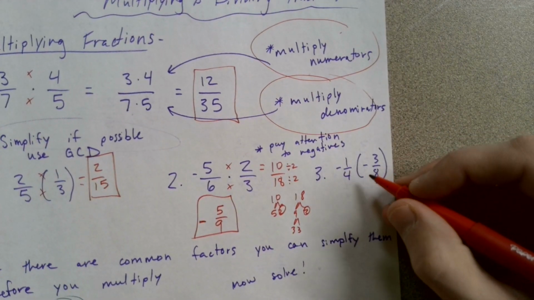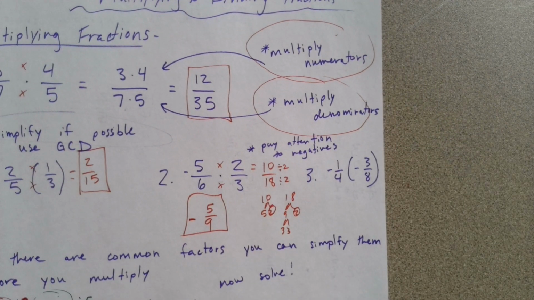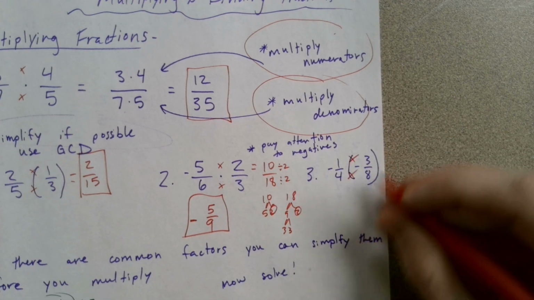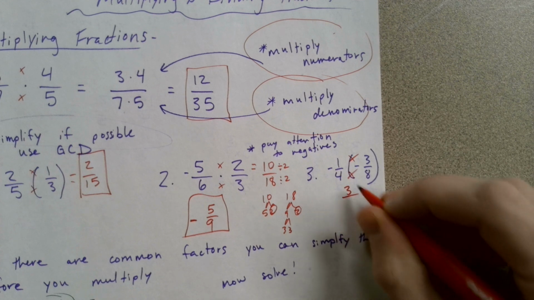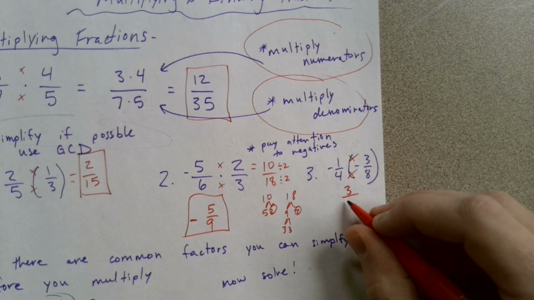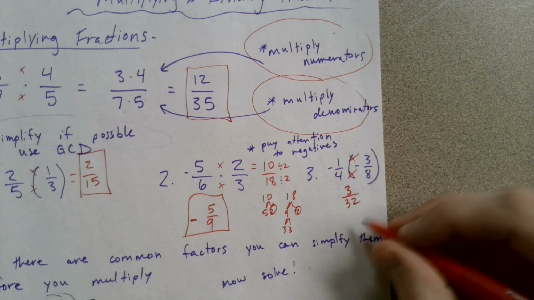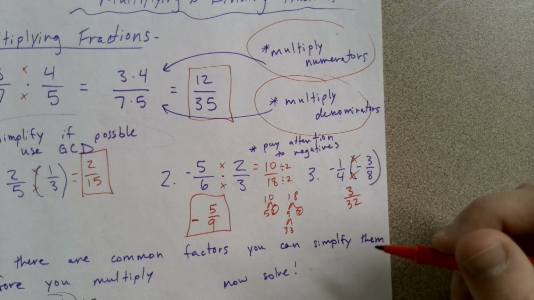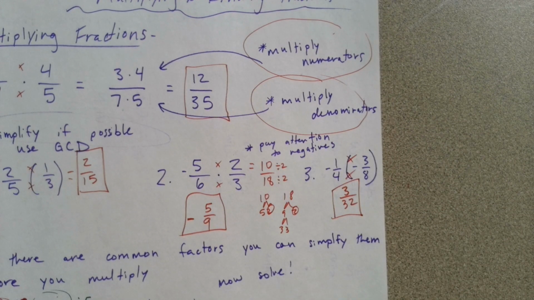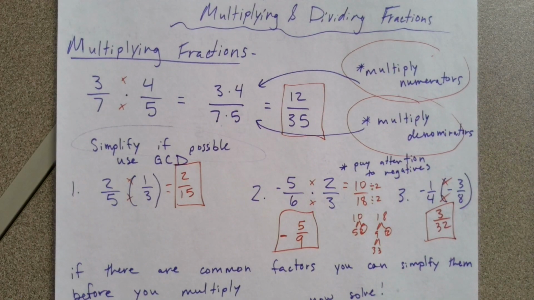One more, we have two negatives. A negative times a negative is always going to be a positive. Same sign. So our only step here is just multiply tops, multiply bottoms. We're going to get 3 on top, 1 times 3. 4 times 8 on bottom is going to be 32. 3 can only be divided by 3. 32 can't be divided by 3, so we are done right there. Pretty simple. Big thing to note, multiply the numerators, multiply the denominators.